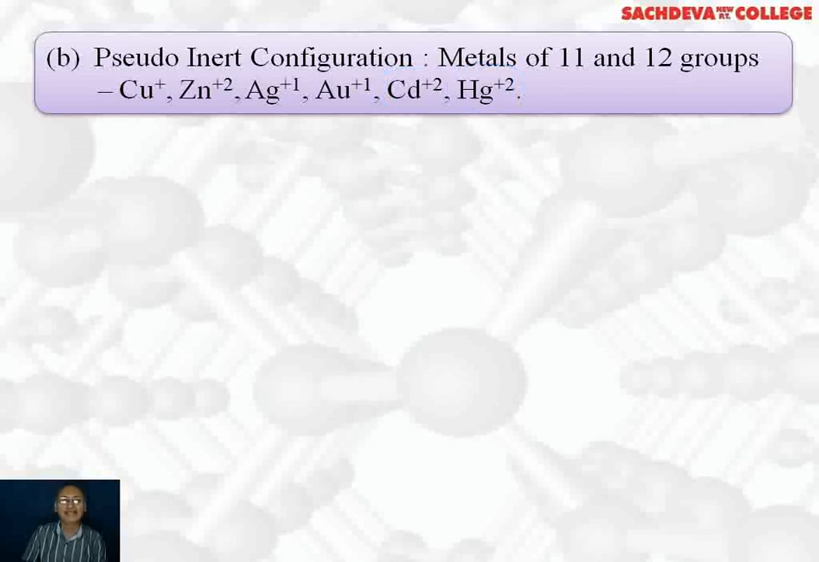All these ions do not have inert gas configuration, rather their configuration is called pseudo-inert gas configuration. They have stable electronic configuration, but not inert gas configuration. That's why we call them pseudo-inert gas configuration.